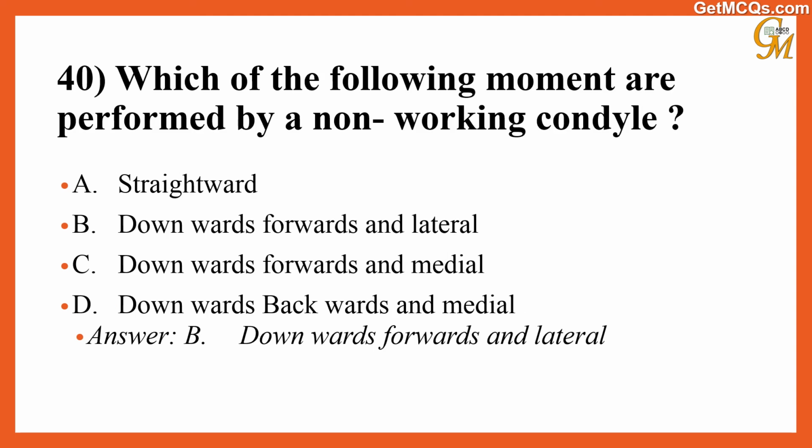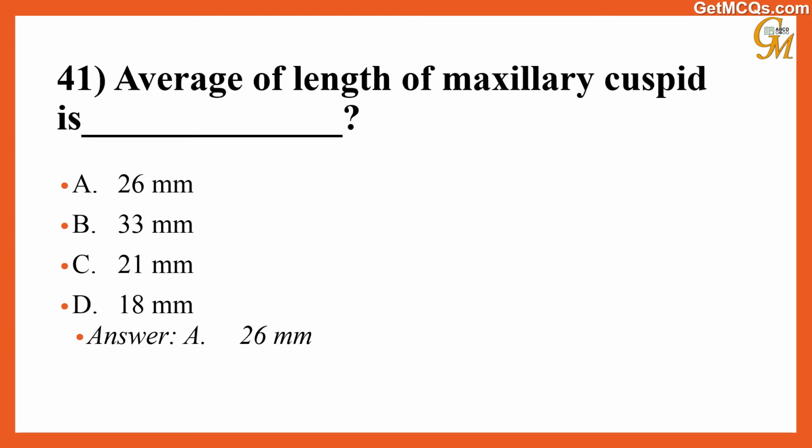40. Which of the following movement are performed by a non-working condyle? Answer: B. Downwards, forwards and lateral. 41. Average length of maxillary cuspid is? Answer: A. 26 mm.